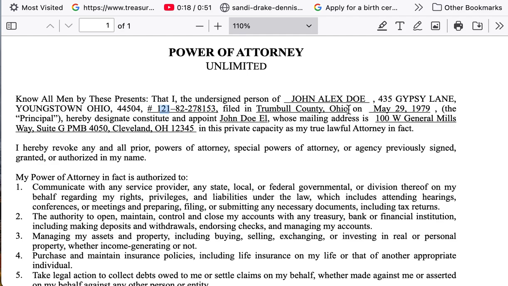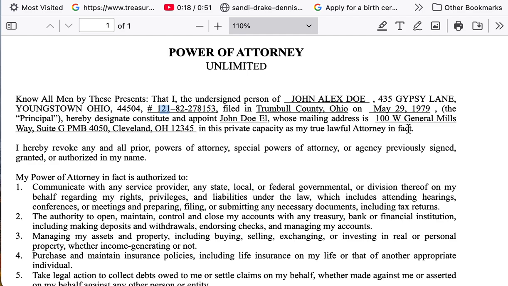Filed in Trumbull County, Ohio on May 29th, 1979. All that information you get off your certificate of live birth. It's the principal. And I hereby designate, constitute, and appoint John Doe L., whose mailing address is 100 West General Mills Way, Suite G, Private Mailbox 4050, in his capacity as my true lawful attorney in fact.